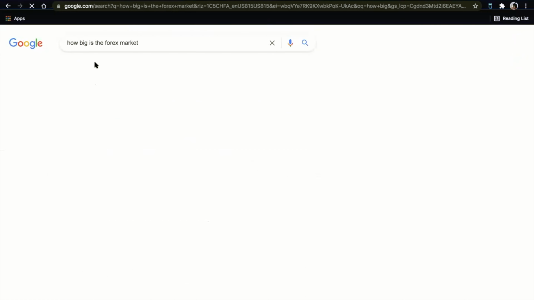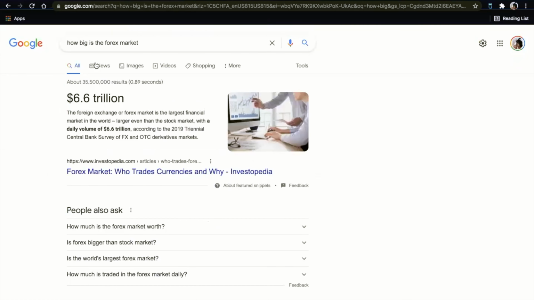How big is the Forex market? Forex is a $6.6 trillion market, y'all. Look at this. Larger than the stock market, with a daily volume of 6.6 trillion. That means during the day, $6.6 trillion is circulating through this market. This is the largest financial market in the world.